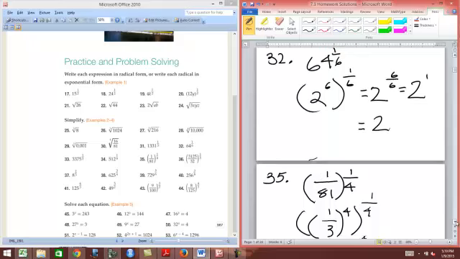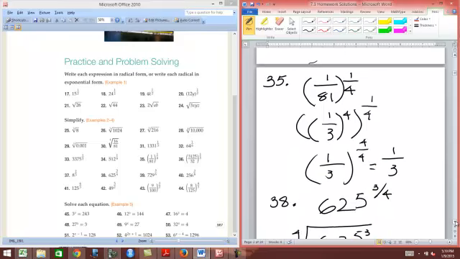64 to the 1/6. Okay, equals, all right, so 64 to the 1/6 is 2 to the 6th to the 1/6. So we've got 2 to the 6th to the 1/6, which is, this goes into the numerator. 6 times 1 over 6 is 6 over 6, which is 2 to the 1st, which is 2.